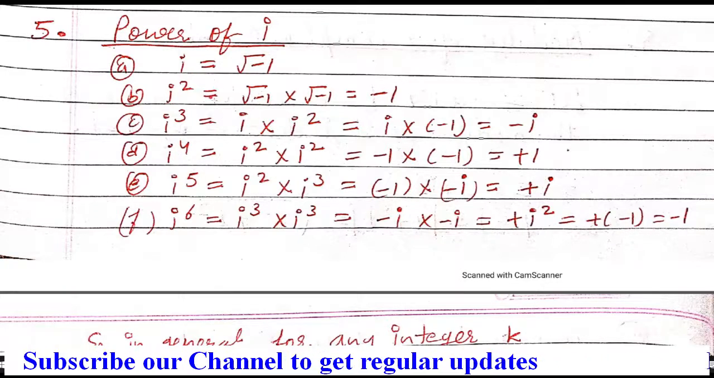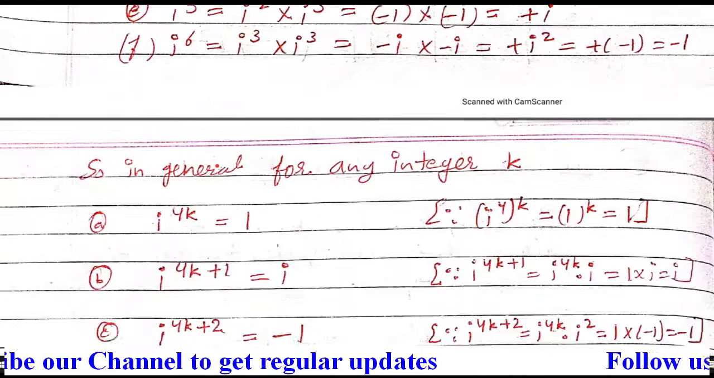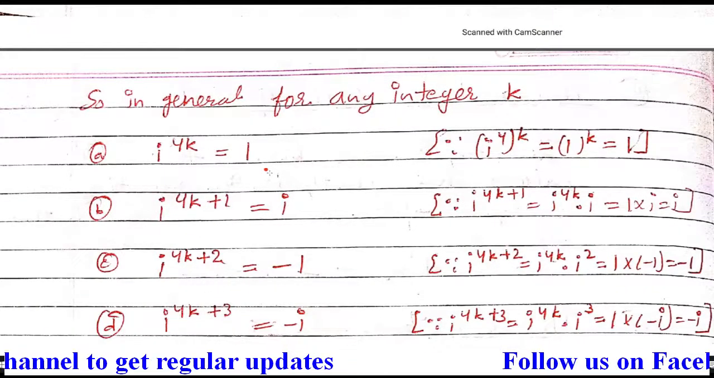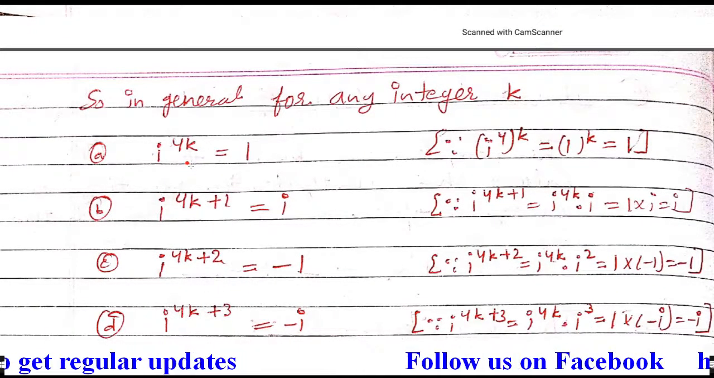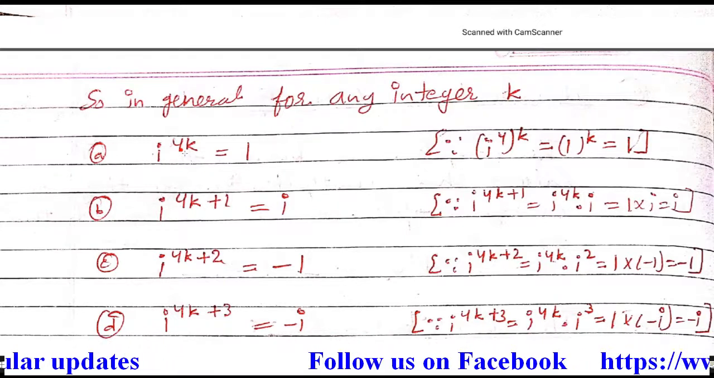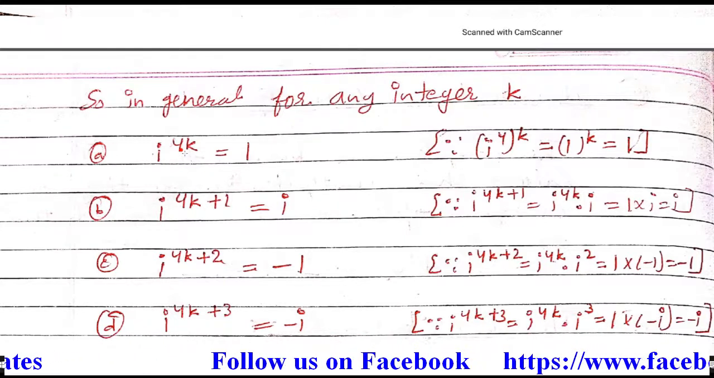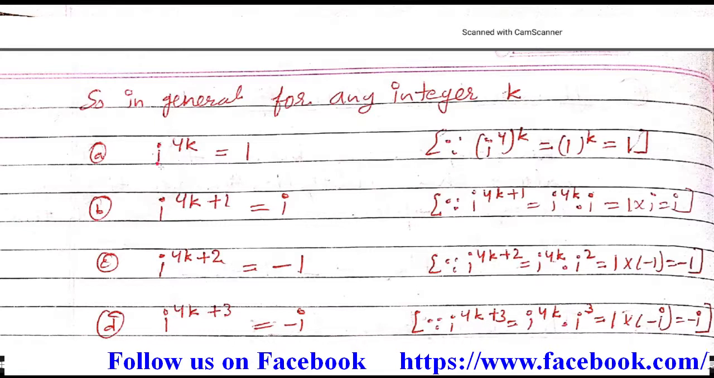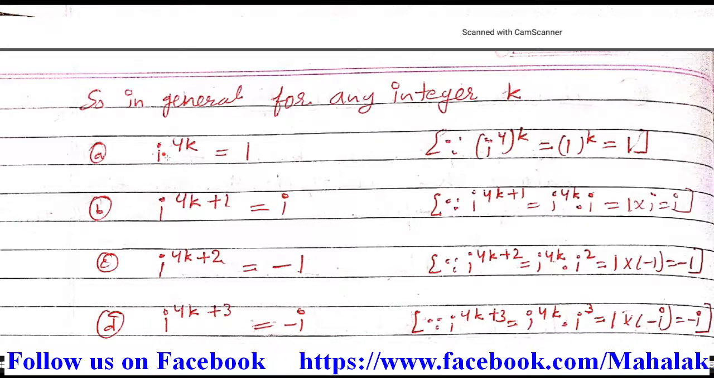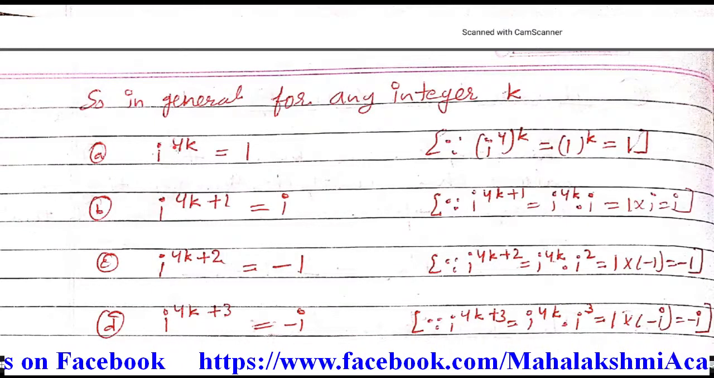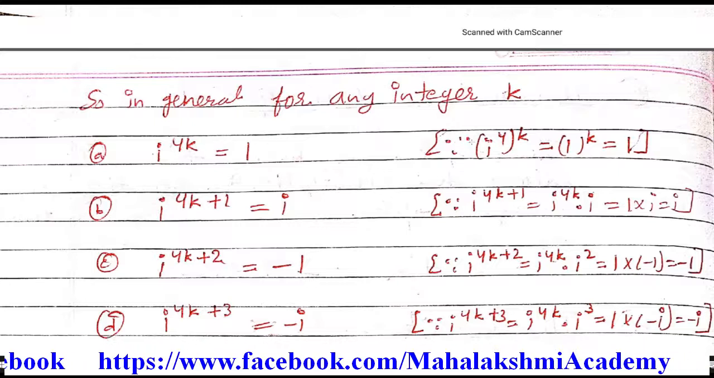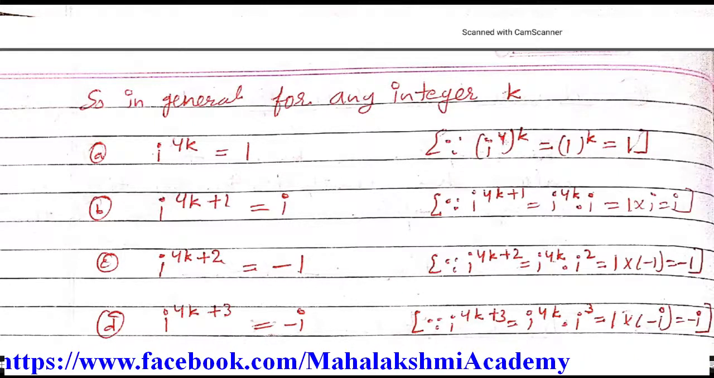Now after learning the values, we are going to move to the generalization of any power. These formulas are applicable if the power of iota is either 4 or more than 4. So here if the power is in the form of 4 multiplied by any number, then we can split the powers.